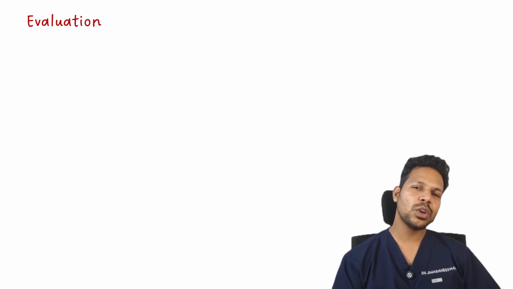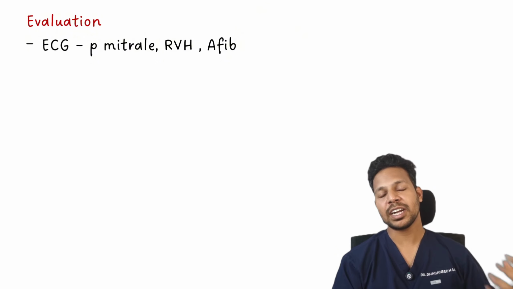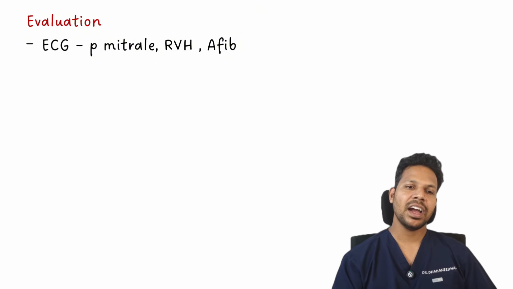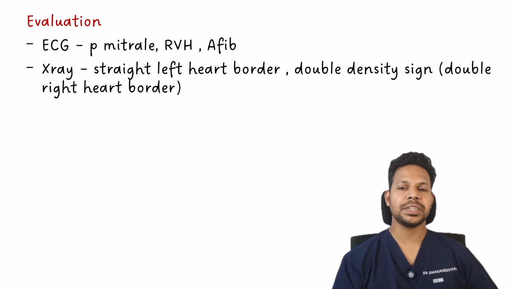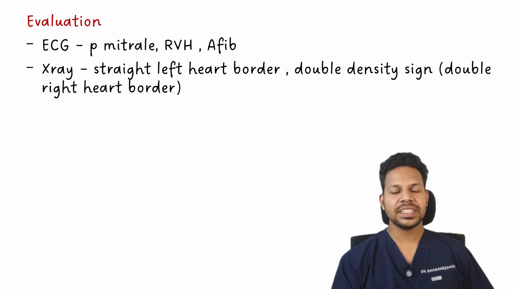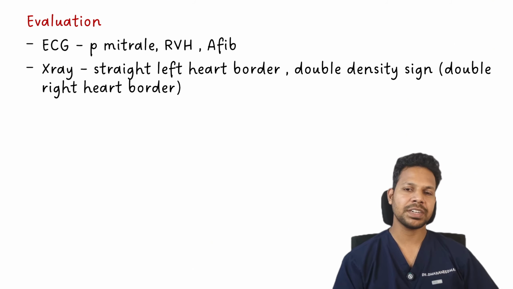Now let's look at the further evaluation. So when you look at an ECG, you can appreciate P mitral. P mitral is the left atrial enlargement, and you can also appreciate right ventricular hypertrophy or atrial fibrillation in cases of large left atrium. And when you look at the chest X-ray, there is a straightening of the left heart border, and sometimes double density sign can also be seen. I'll show you the images in the subsequent slide.